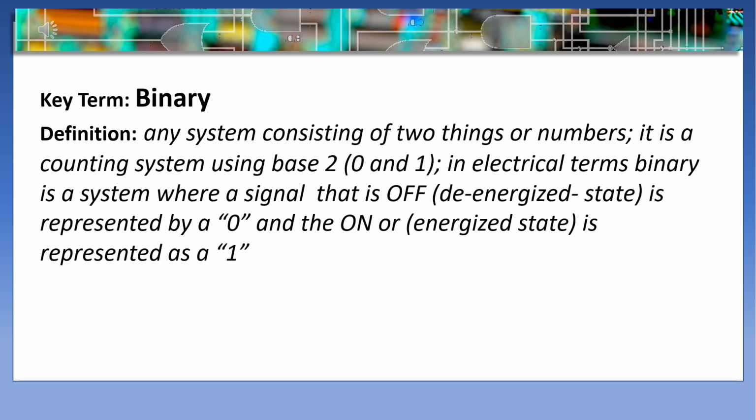Another key term is binary. Binary is any system that consists of two things or numbers. It is a counting system using base 2, 0 and 1. In electrical terms, binary is a system where a signal that is off, in the de-energized state, is represented by a 0, and the on or energized state is represented as a 1.